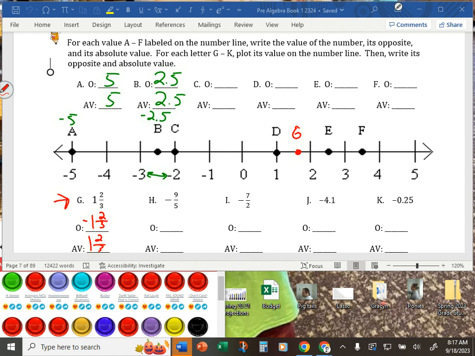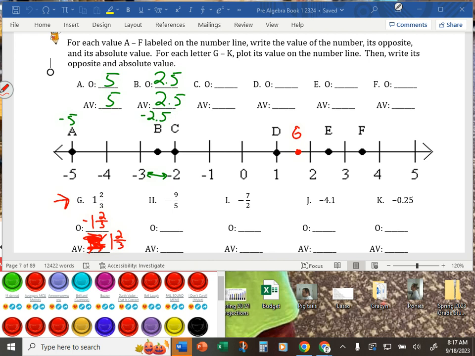Okay? So that's the gist of it here. Questions on this? All right. A through F, they're already plotted for you. You just have to find it. G through K, you've got to do the plotting as well. What is that bottom number? 1 2/3. Sorry. That's better. That's the downside of doing math in marker. If I make a mistake, I can't erase it. I just have to cross it out.